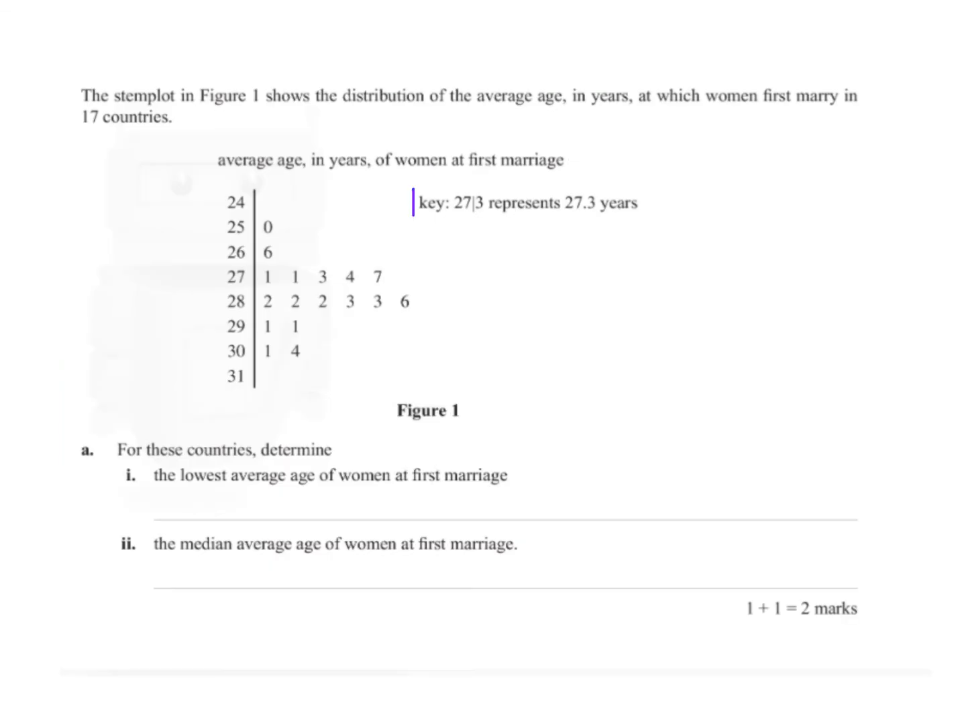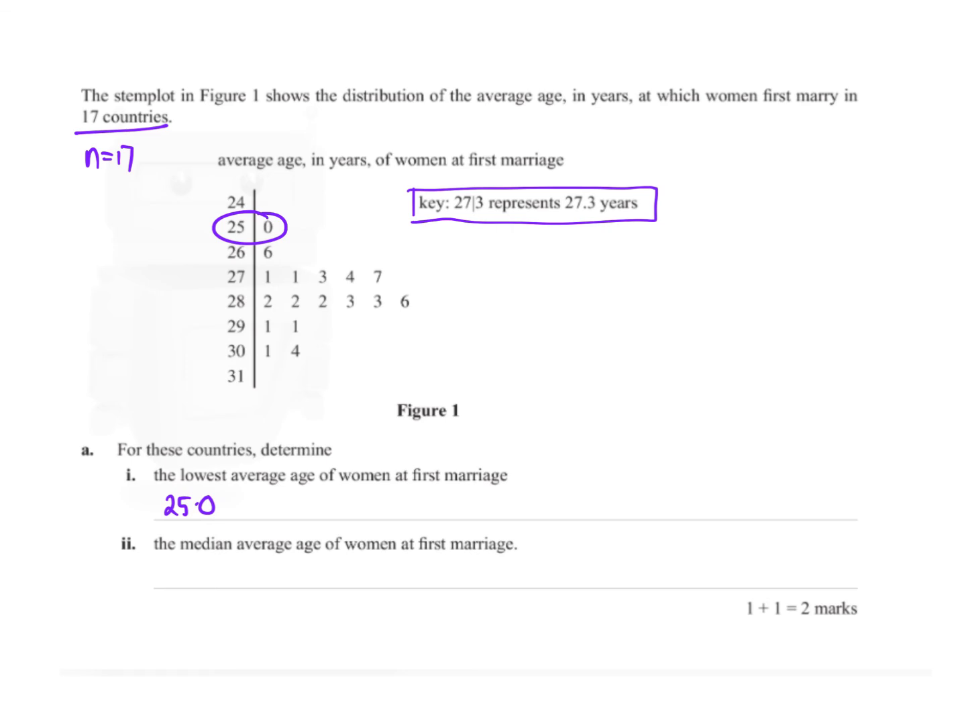This one, the stem and leaf plot. So here, be careful of the keys. So see these leaves? They're just showing us the decimal point of the average age in years of women at first marriage. For these countries, there was 17 countries, so they gave us N up there. The lowest average age for women at first marriage. So you've got to read it off. Who can see what's the lowest age for first marriage for women? No? 25. So 25.0 years. Wherever you see your first leaf, that's the lowest.